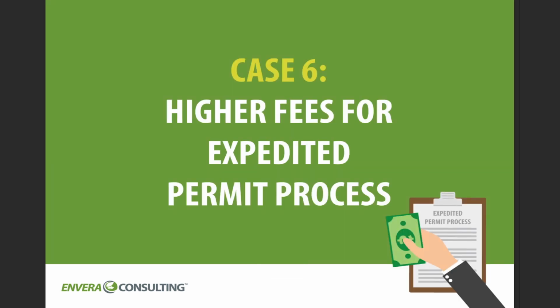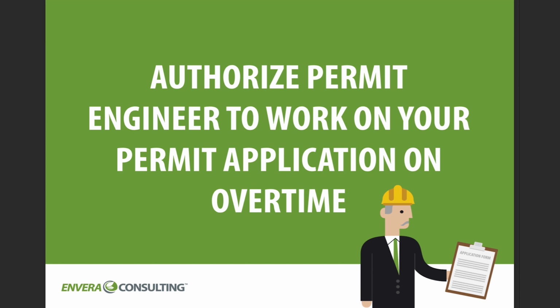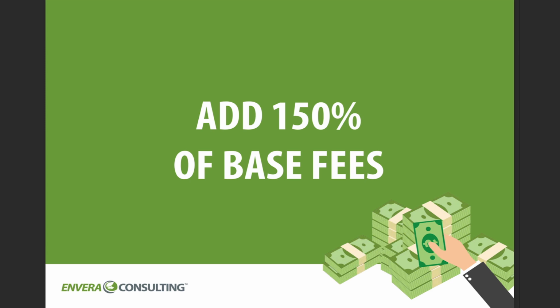And then case 6, the last case here, is higher fees if you want expedited permit processing. Oftentimes you can request to have an engineer work on your permit application on his or her overtime or on the weekend. When you do that, you're expediting the processing of your permit application because you want your permit faster. If you want your permit faster, then it does come with a fee. The fee increase is that if you want expedited permit processing, you're going to have to pay 150% of the base fee.